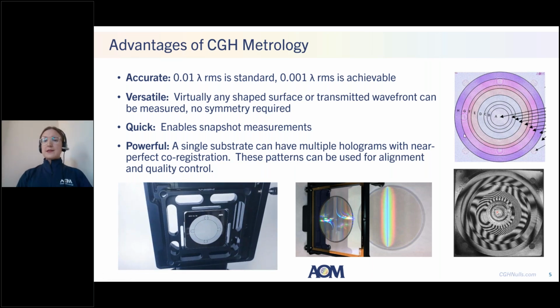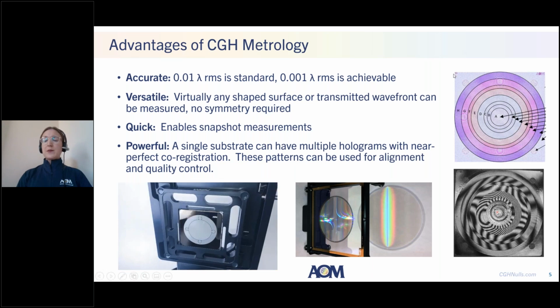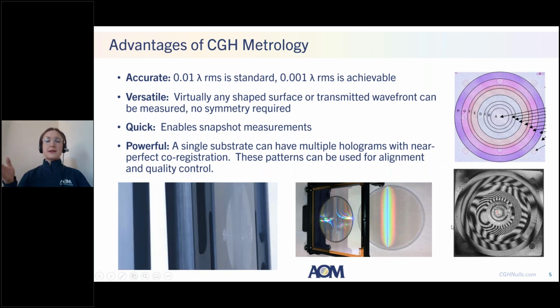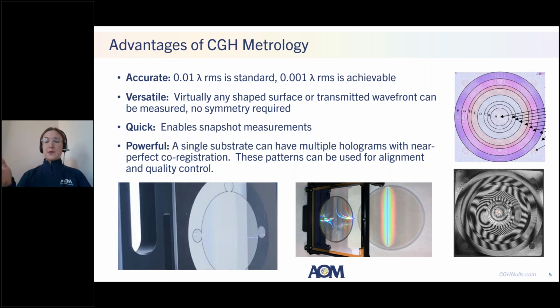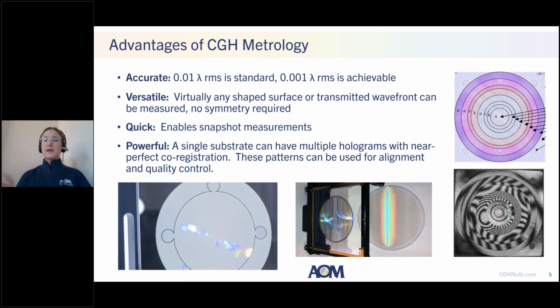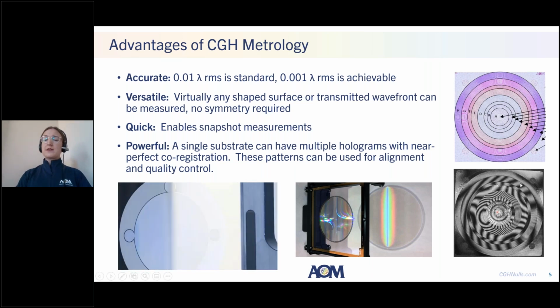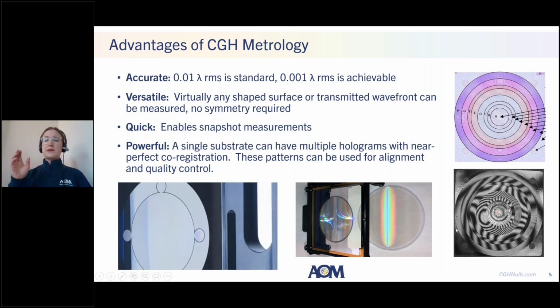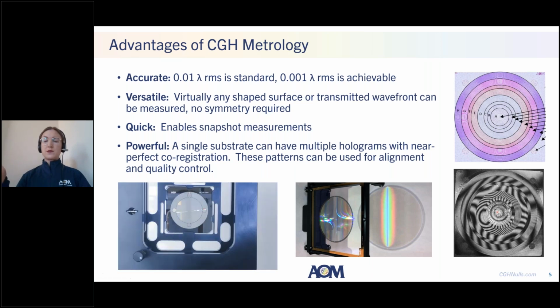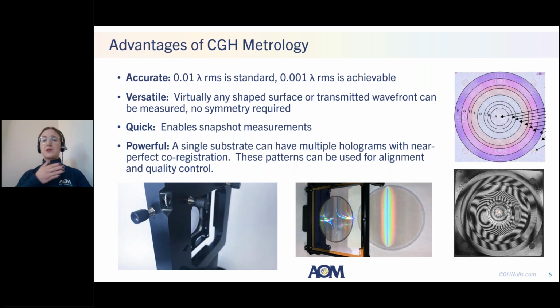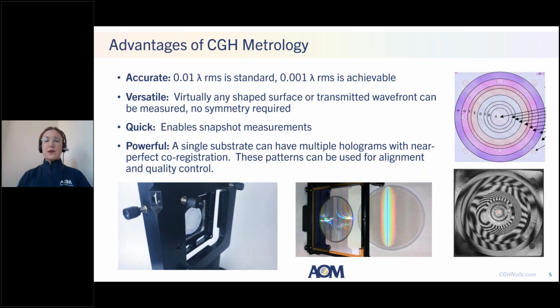On the right side of this slide, I have an example of a CGH that was used to measure the two lens camera assembly for the LSST, the Large Synoptic Survey Telescope. And all of these concentric patterns are used to focus on the individual surface of those two lenses and ensure that they're aligned to each other prior to performing a transmitted wavefront error measurement of that system.